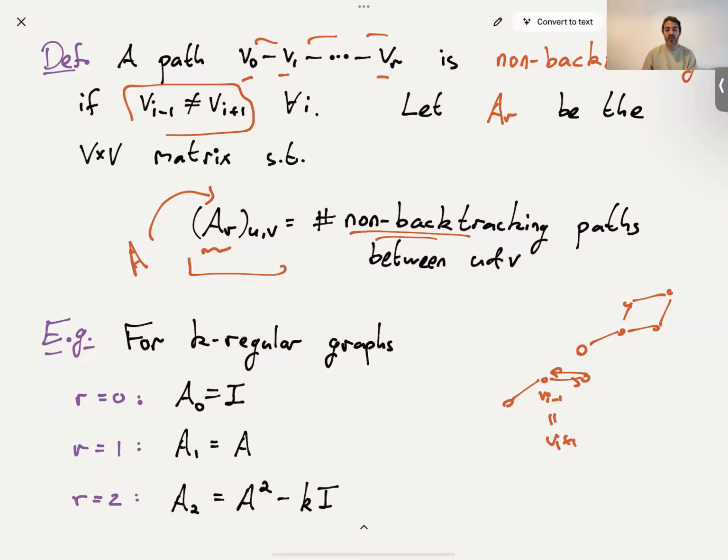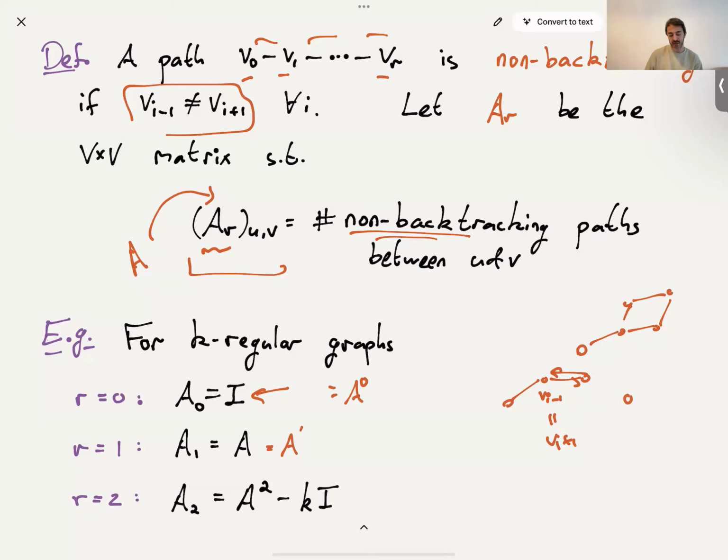So let's see. For a k-regular graph, let's consider only k-regular graphs for simplicity. Well, obviously A0 is the identity. I'm assuming there are no self-loops. I'm not sure it's required here, but A0 means you're looking at all empty paths, and between every vertex and itself, there is one empty path. If there are self-loops, maybe there are a couple. So let's assume there are no self-loops. And between two distinct vertices, there are no paths at all, backtracking or not. So A0 is I, which is the same as A to the power 0, because there is no difference between backtracking and non-backtracking if you have only 0 steps. Similarly, there is no difference between non-backtracking and backtracking walks if you have only one step. So A1 is A, which is also A to the 1.